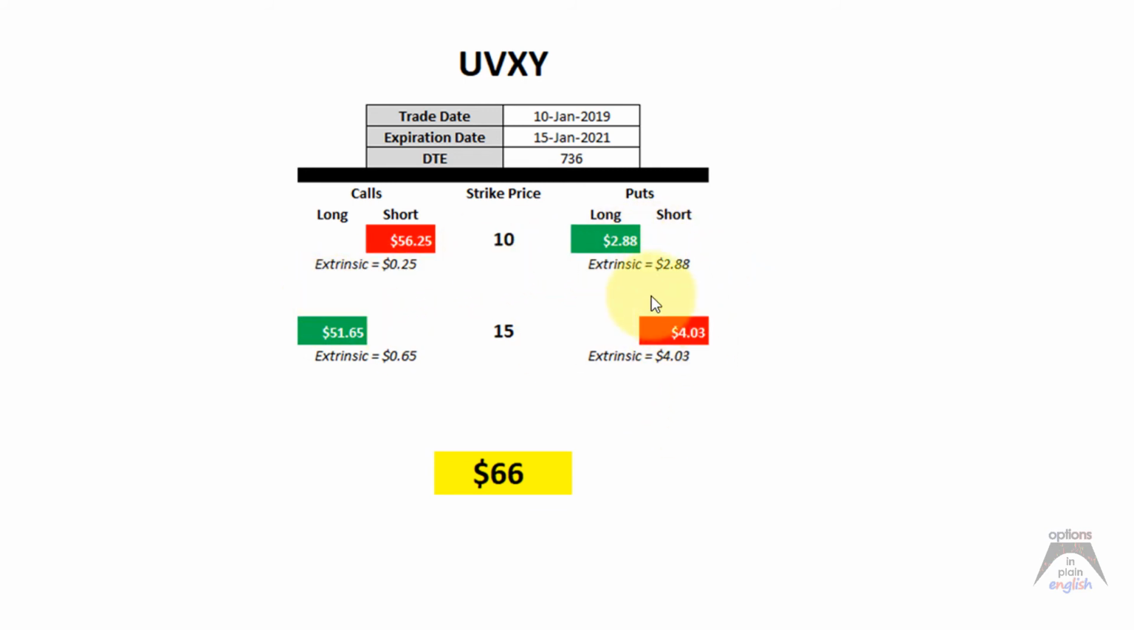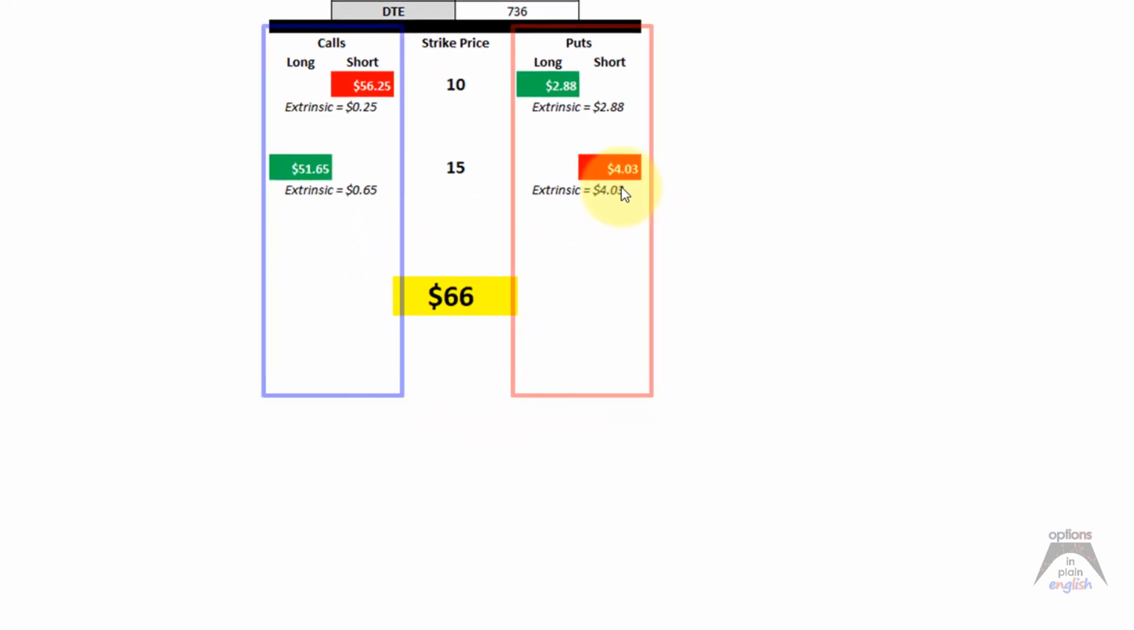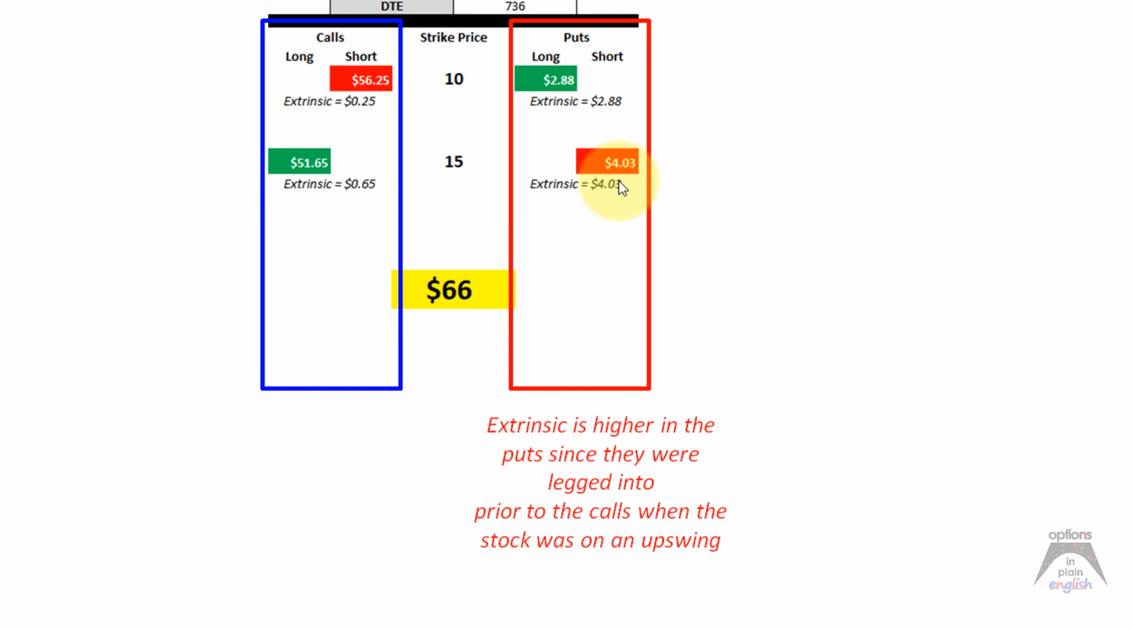Okay, so he legged into this position, and we don't care when he legged into it. We just know that that's what he has right now. Okay, and he's got 500 of these. So 500 contracts. Right away, one of the things we notice is extrinsic is higher in the puts since they were legged into prior to the calls when the stock was on an upswing.